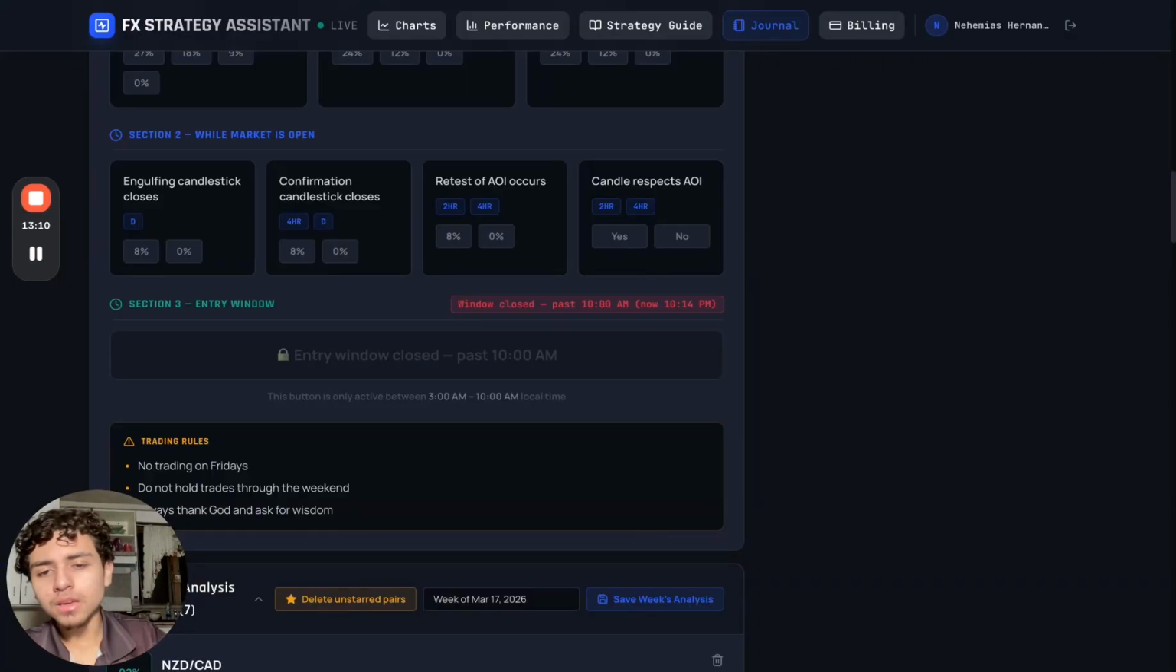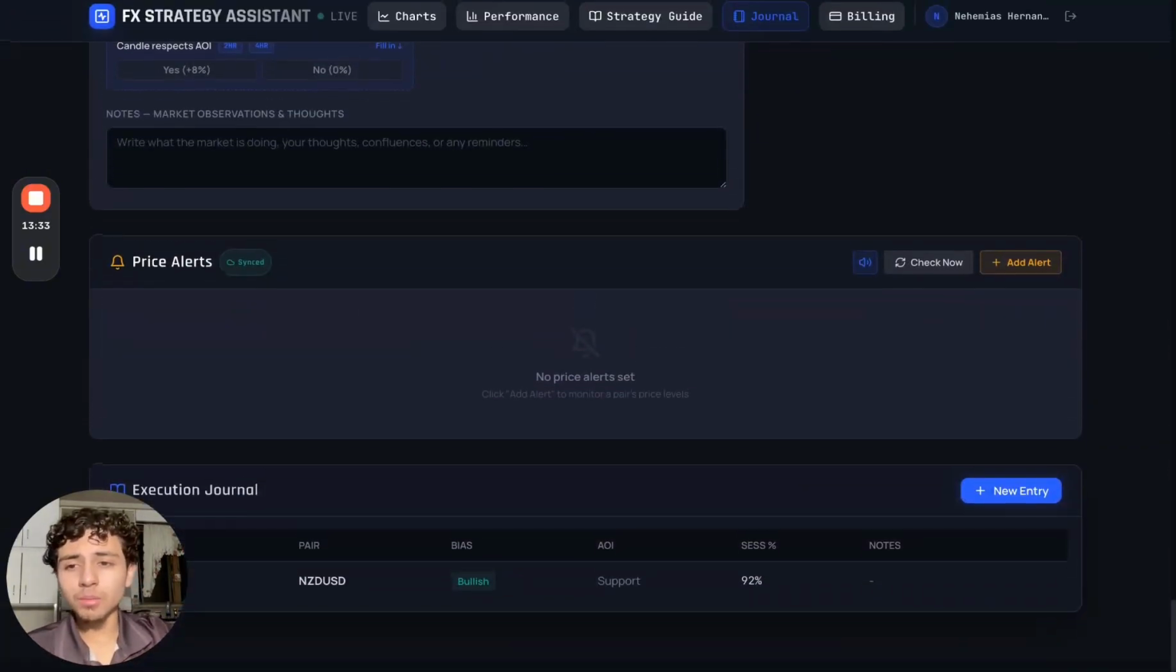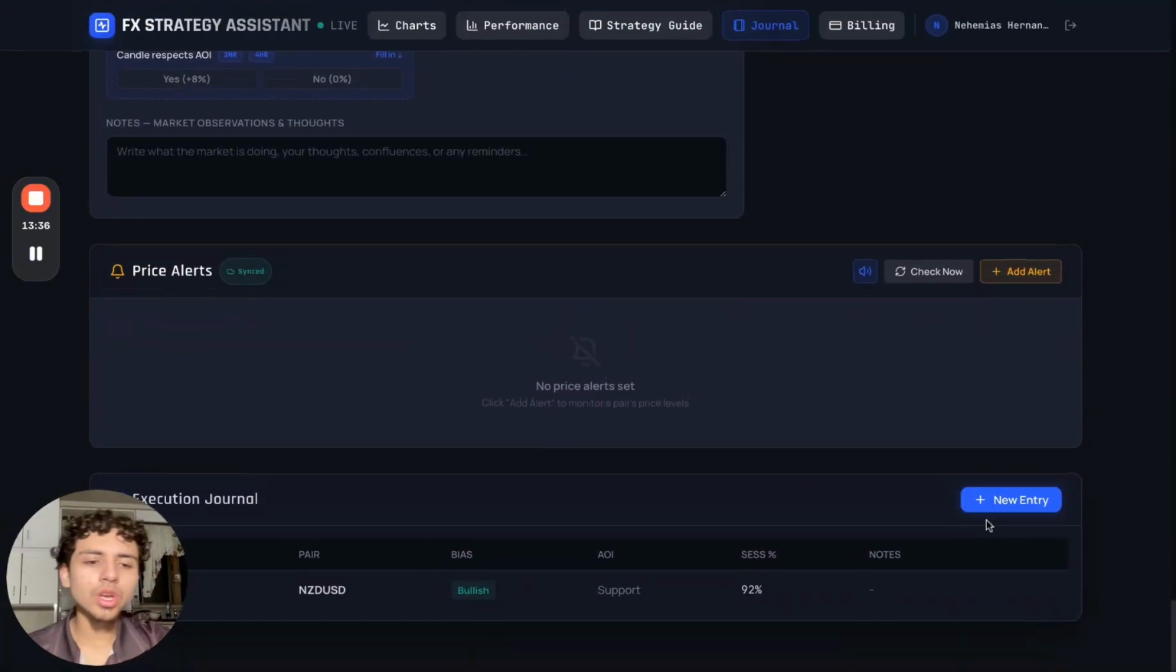And then once you do that, it will allow you to enter the trade. You will put an entry window. Of course, you won't enter the trade over here. You would enter the trade on your MetaTrader 4 or whatever app you're using, on your broker, whatever you're using. But for you to keep track of it, you will put here the entry window close. And then if you want to, you could come all the way down here, and you could put execution journal. You could put a new entry. You could put the pair, the bias, the area of interest, if it's a support or if it's a resistance, the session percentage, and some notes.